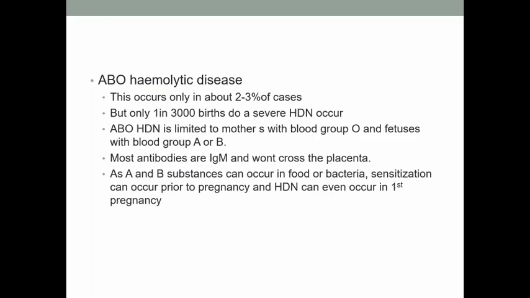This happens if the mother's blood group is O and the father's blood group is A or B. If the father's blood group is A or B and the mother's blood group is O, the baby can be A or B. So what happens here is this ABO incompatibility happens when the baby's blood group is A and the mother's blood group is O, this A crosses the placenta to the mother, and the mother can get sensitized.